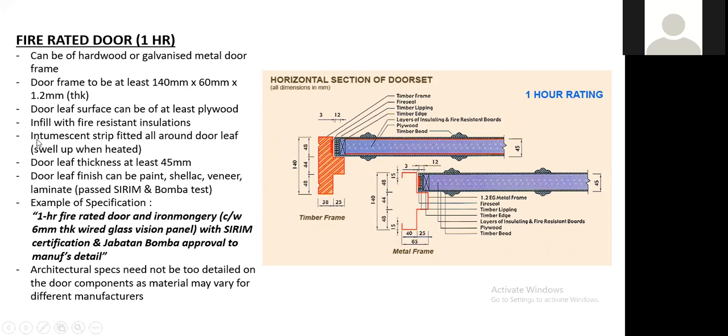And this one has an intumescent strip on the side, this red colored part here. If you notice some of the fire doors, on the side they have something that looks like rubber. It is an intumescent strip. It will swell up when it's heated. So when there's a fire and it's hot, this will swell up and close the gap, so the smoke won't go out. Door leaf thickness is at least around 45 mm. The door leaf finish can be painted, shed light veneer or laminate, as long as it has passed the SIRIM and BOMBA test, because they will take the whole door leaf to burn and then get it certified.